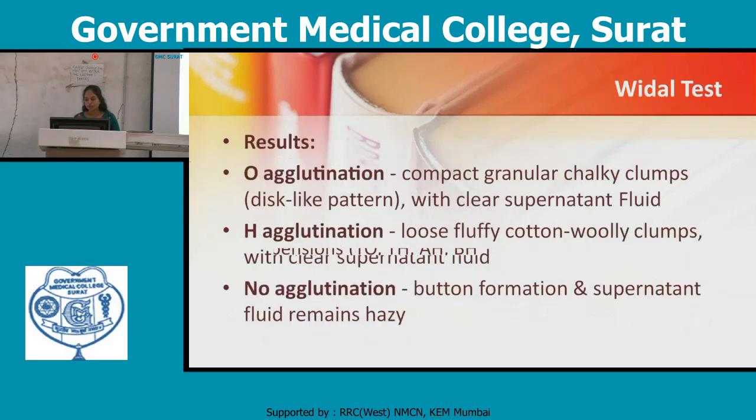Now the result of the Vidal test. O agglutination gives a disc-like pattern with compact granular chalky clumps and clear supernatant fluid. H agglutination gives loose, fluffy, cotton-woolly clumps with clear supernatant fluid. No agglutination gives button formation and the supernatant fluid remains hazy.